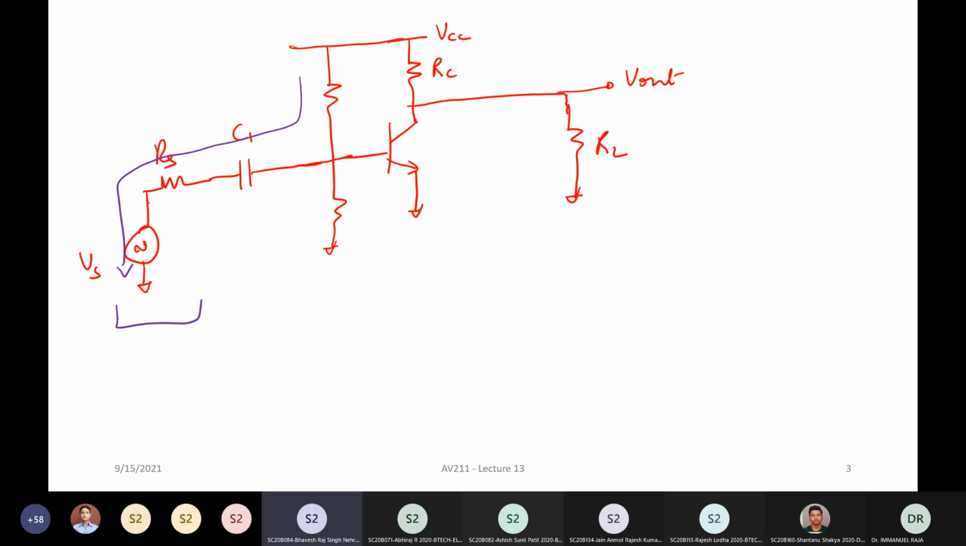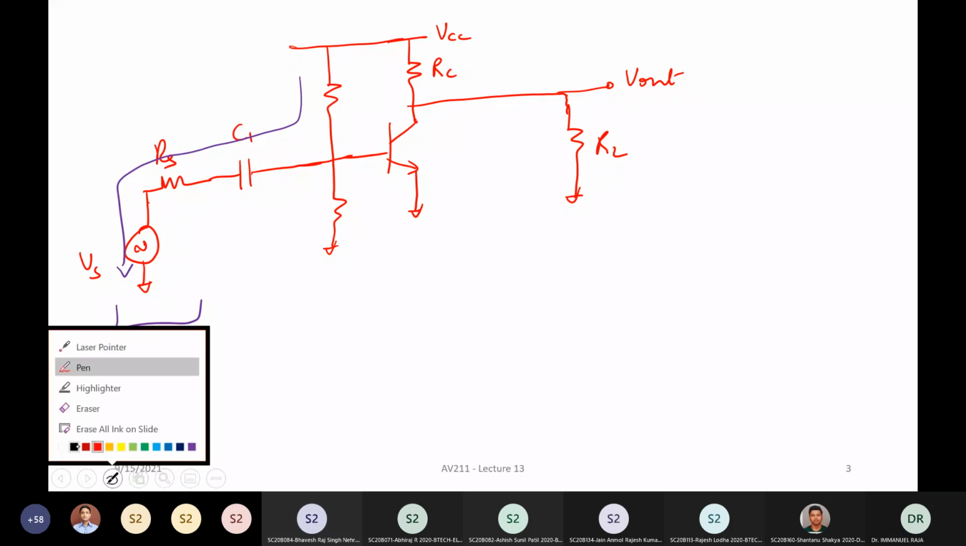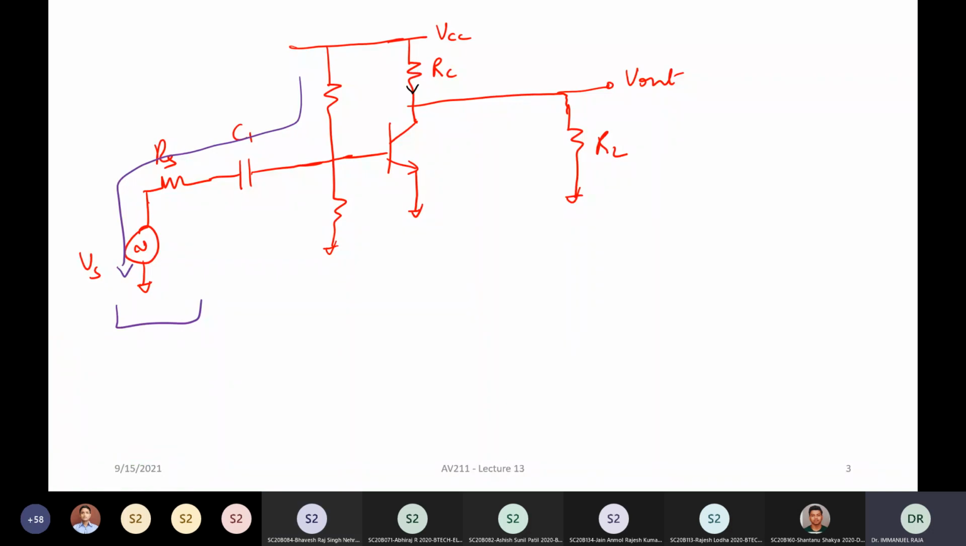So it can affect the biasing. It can affect the biasing. So how will it affect the biasing? You're right, because the current that is flowing through RC will now get split into two parts, one through the transistor and the other through the load resistor.